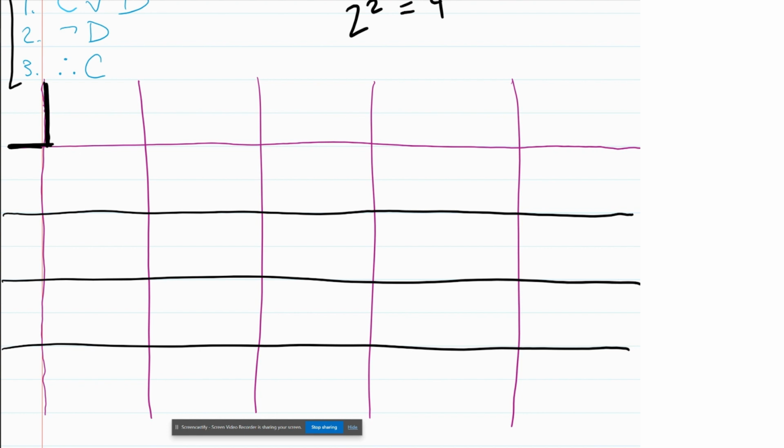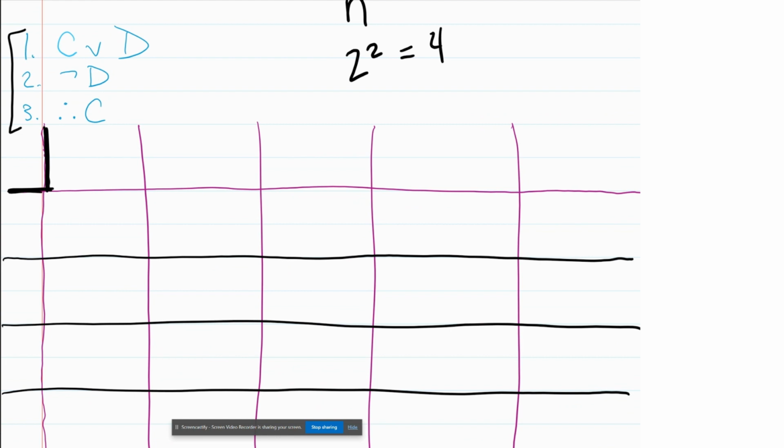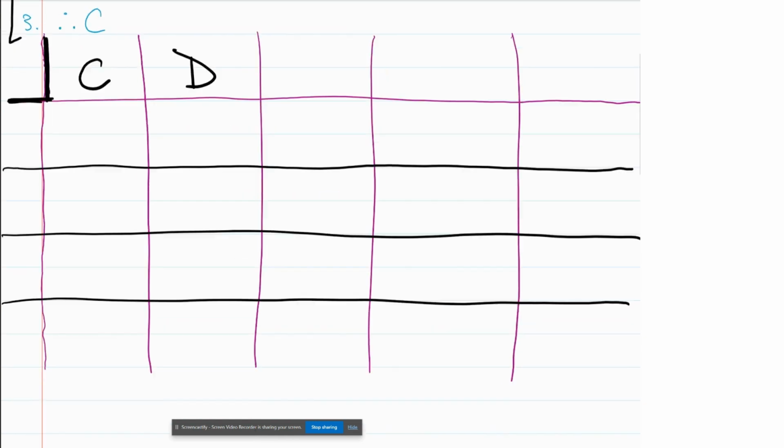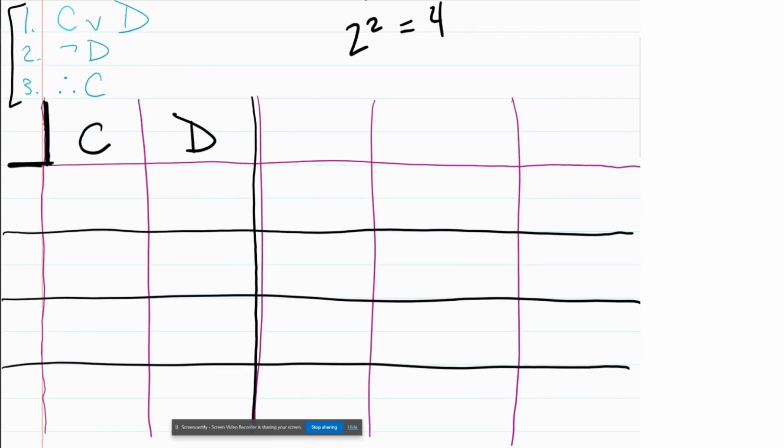So now that we know how many rows we have, we need to determine the columns. The columns are determined by the sentences in our argument. We're going to have our 2 atomics first: our first column is going to be C, our second column is going to be D. In order to delineate our atomic sentences from our non-atomics, we might make a double line here, a turnstile, you might call it. And then we want our premises. We've got not D here, that's one premise. Our second premise is C or D. And then we've got our conclusion, which is just a repetition of C.